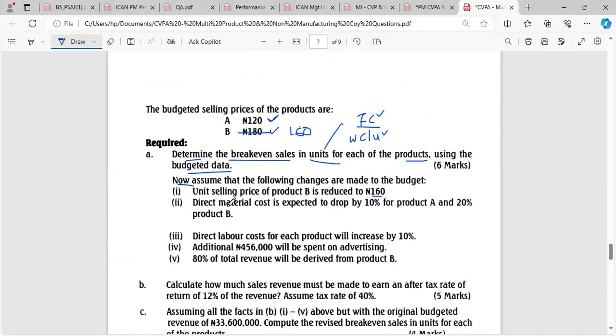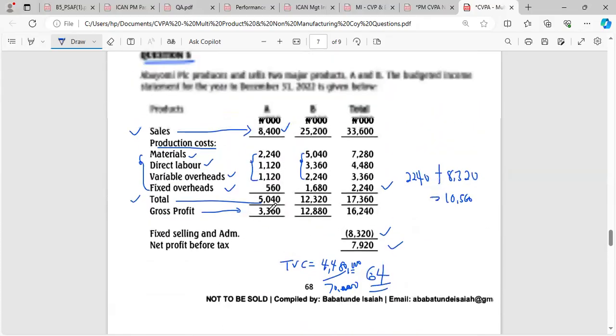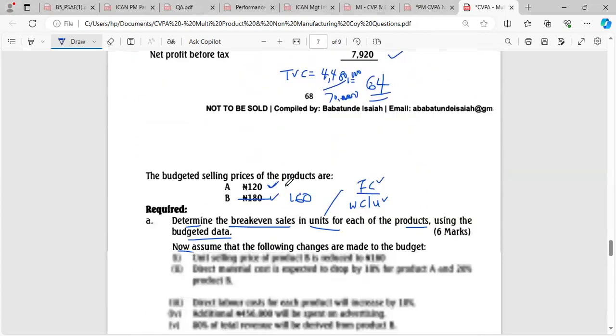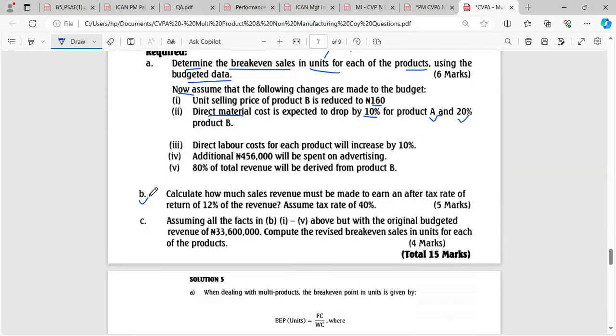Are you seeing it? Direct material cost is expected to drop by 10% for product A and 20% for product B. So you can use your pencil somewhere. What is your direct material cost? How much was it before? Direct material, where are you? 2240. Okay, it's total, but we need to work per unit, because the requirement is telling us to calculate how much sales revenue must be earned on after-tax rate of return.